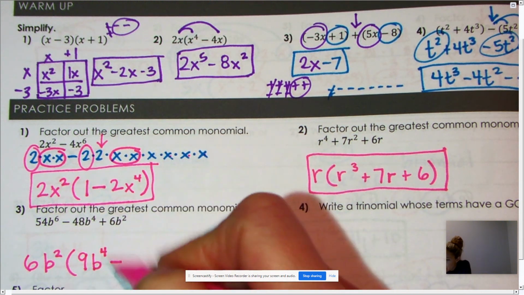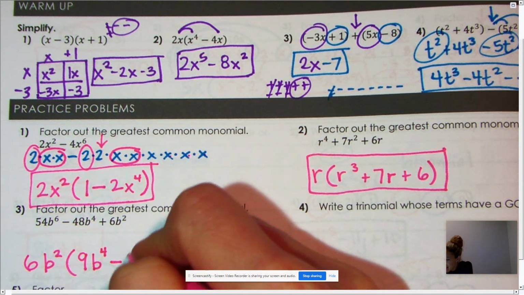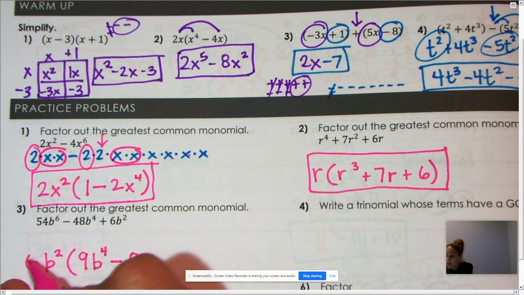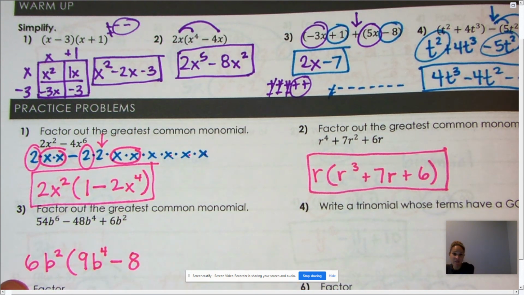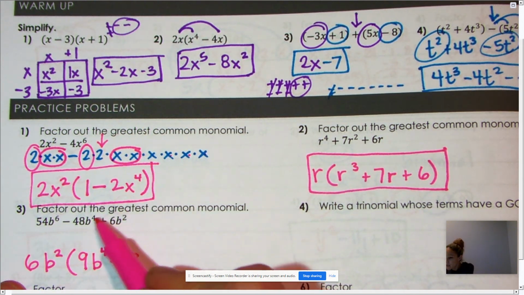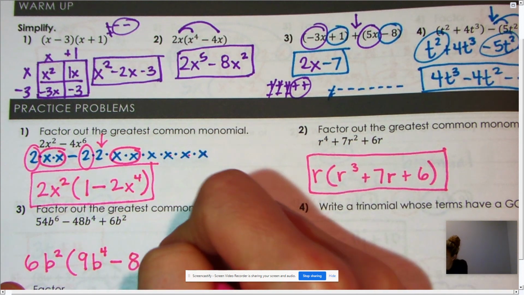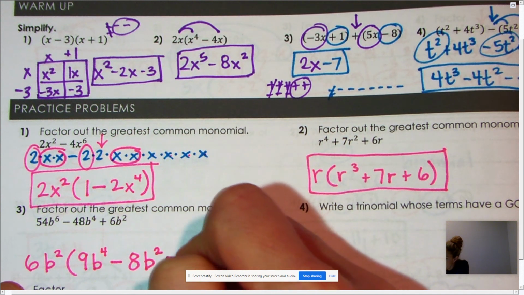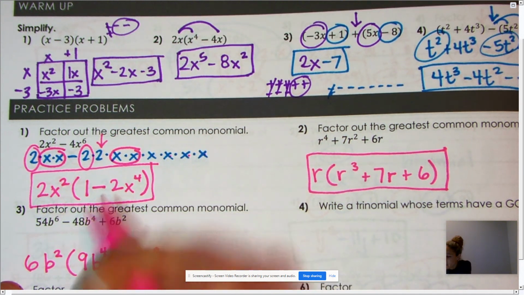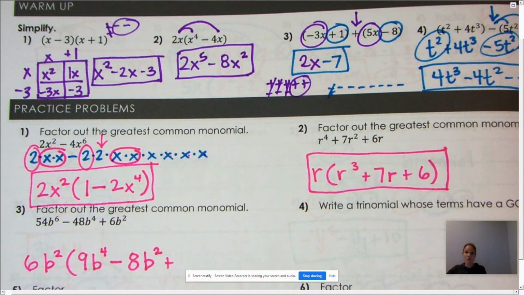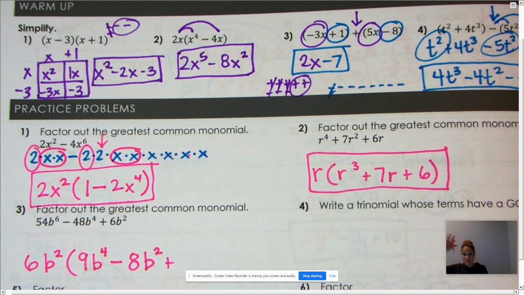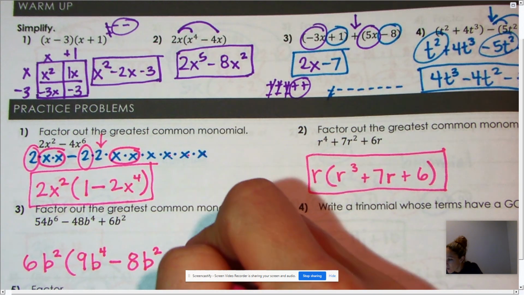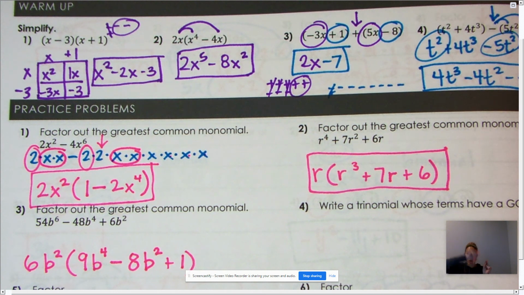I'm going to copy the minus. 48 divided by 6 is 8, right? Because if I multiply it back out, I want to get that answer. And then I had 4 B's. I took 2 of them out. So I have 2 left. So B to the 2. And then 6B squared. And I took out 6B squared. Remember, when we divide it out, the same thing divided by itself is always 1. So we put a 1 there so that when I multiply it back out, it keeps that value.